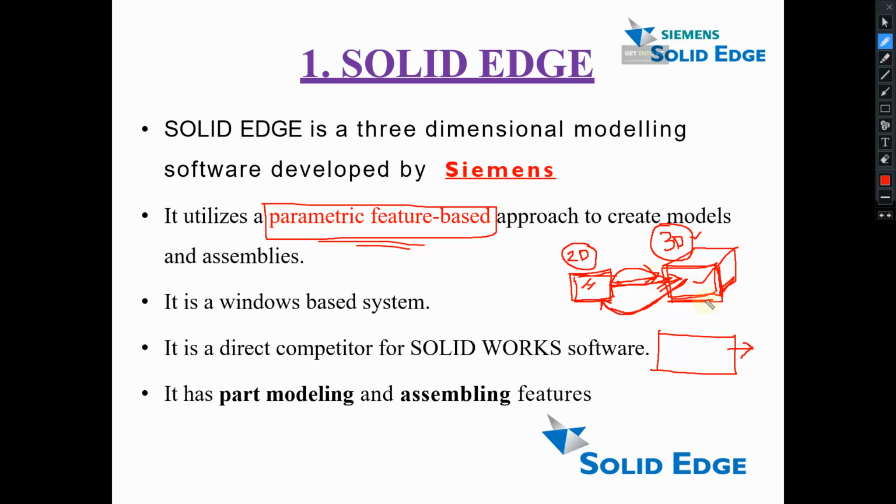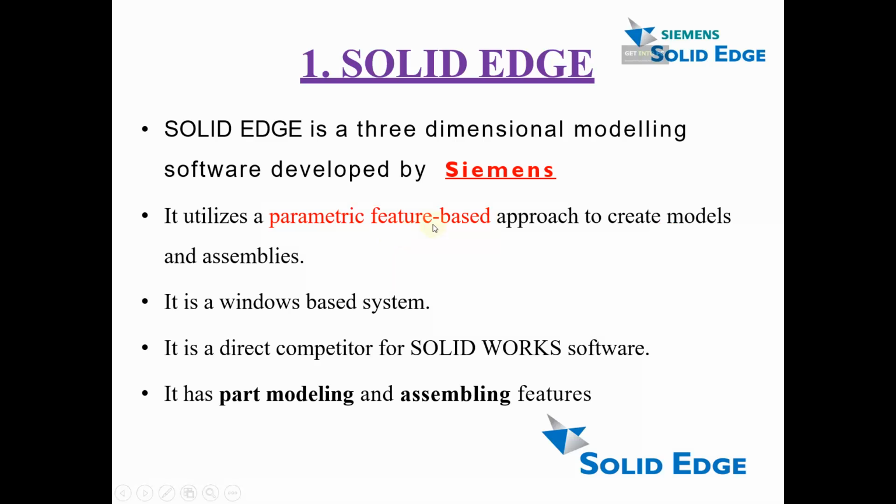So you don't have to do anything additional, you just have to change the two-dimensional sketch. So automatically the change will happen here also. That is known as the parametric feature-based approach. Most three-dimensional modeling softwares use this approach because it is very easy to model.